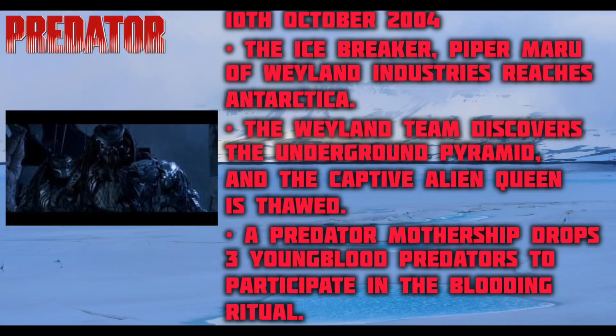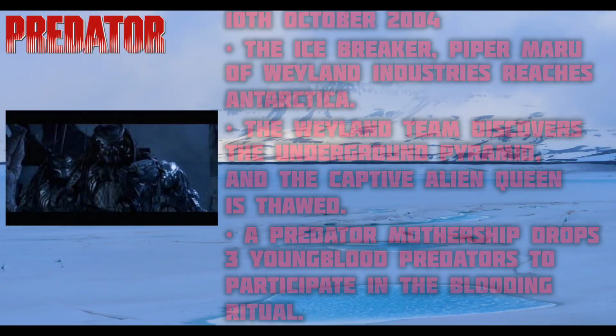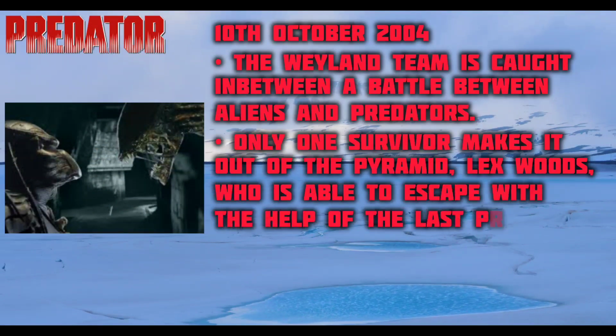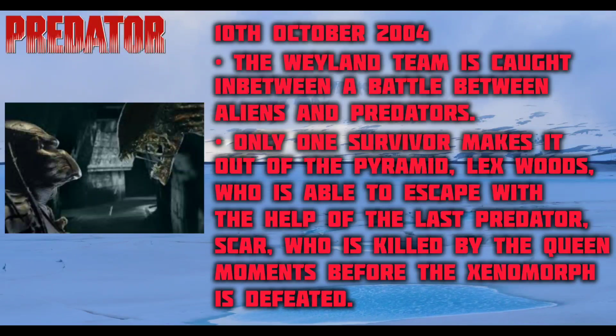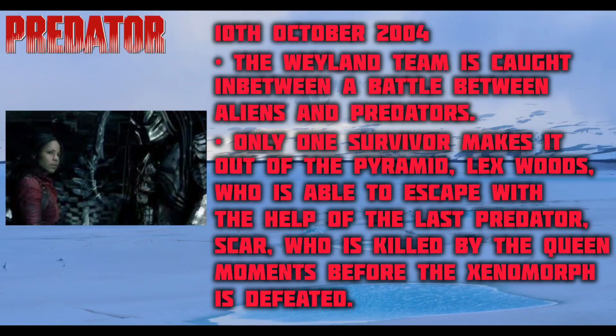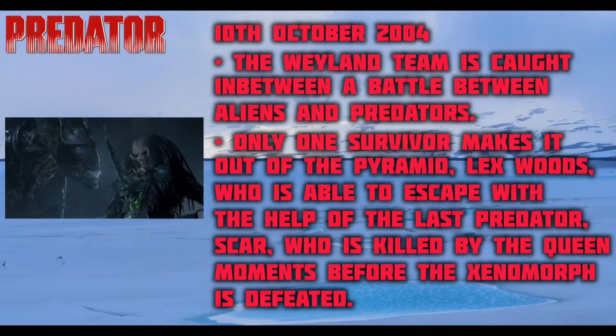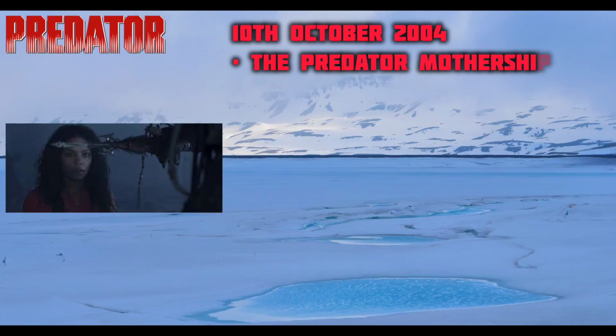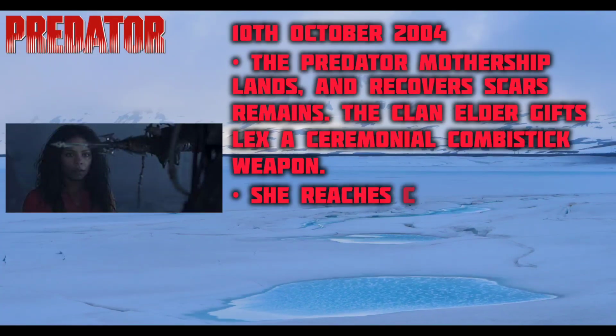A predator mothership drops 3 youngblood predators to participate in the blooding ritual. The Wayland team is caught in between a battle between aliens and predators. Only one survivor makes it out of the pyramid, Lex Woods, who is able to escape with the help of the last predator, Scar, who is killed by the Queen moments before the xenomorph is defeated. The predator ship lands and recovers Scar's remains.